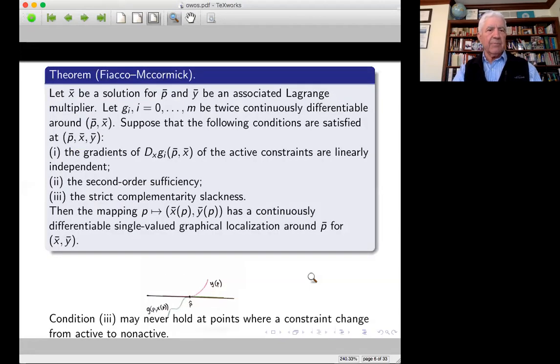And here is the theorem, which is linked with the names of Fiacco and McCormick from the 60s. Suppose that x bar is a solution for p bar, where p bar is the reference value of the parameter, and suppose that y bar is the associated Lagrange multiplier. Then we have three conditions here. The first one is that the gradients of the active constraints are linearly independent, which is a very common condition in sensitivity analysis.